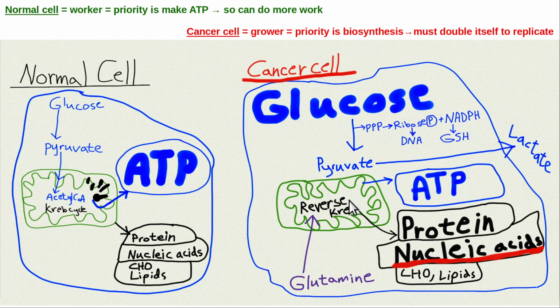Cancer just wants to grow. What that means is it has to do lots of synthesis. It has to synthesize a lot of proteins, nucleic acids, and other things. Because in order to replicate, a cell has to double itself. It has to double all of its components, its membranes, its proteins, its nucleic acids. A typical human cell has 3.3 billion, that's B as in billion, base pairs for its DNA. So that's a lot of nucleic acids it has to make.